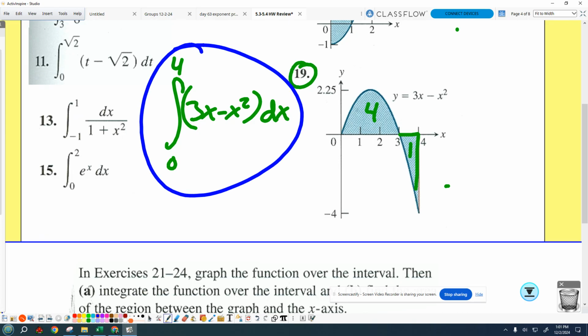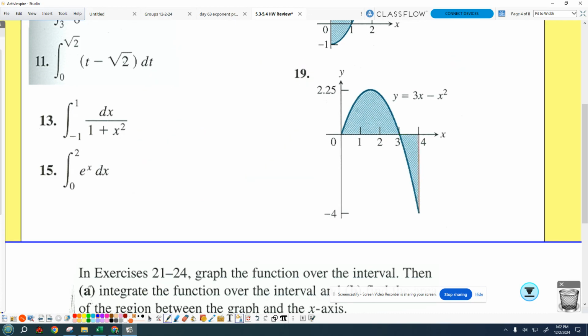Yeah. You could make it from 0 to 3 plus and go from 4 to 3. AP will often ask you on things that are irritating like this. They'll say set up but do not solve. Like, we don't want you getting lost in fractions and arithmetic. Just show me that you know how to find this. So 0 to 3, and 3 to 4.